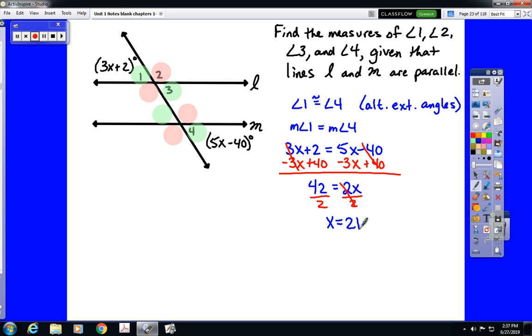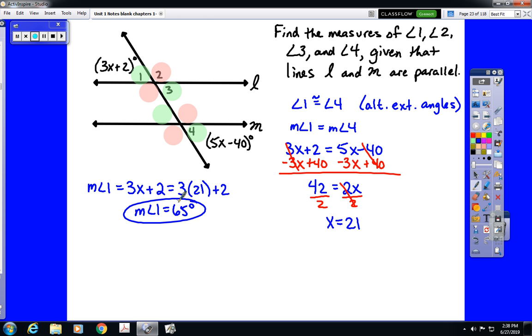Now, we are not done, because we've not answered the question. The question was, find the measures of angles 1, 2, 3, and 4. So we're going to take the x value and find the measure of angle 1 first, which is 3x plus 2. That's 3 times 21 plus 2, which would be 65 degrees.